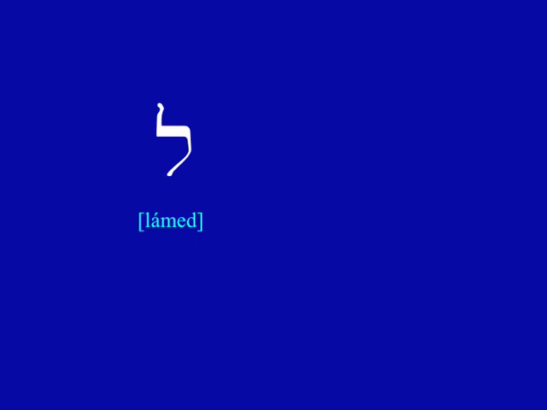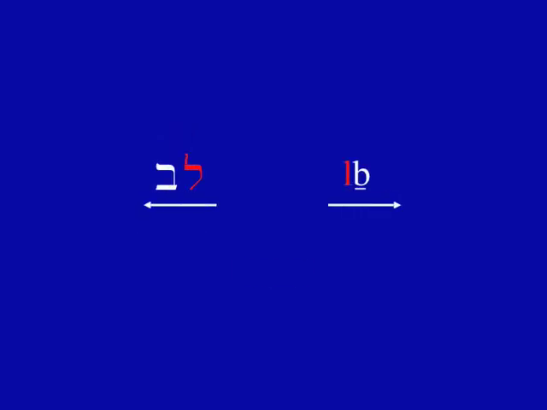Next character, lamed. Lamed represents the L sound, transliterated with a Roman L. So, in the Hebrew word for heart, lev. Again, the second character is bet, but it comes after a vowel, and so it does not have a dagesh, and it's pronounced v.